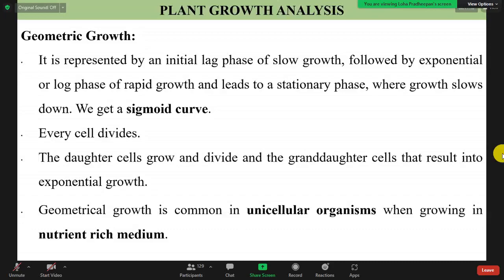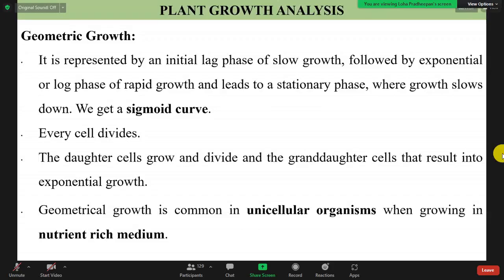So if we draw the curve for dry weight with time, that is decreasing. Initially, it's showing slow growth in dry weight. Then it's increasing, then linearly increasing, then declining, and it's coming to a negative rate. So that type of growth we can call geometric growth.